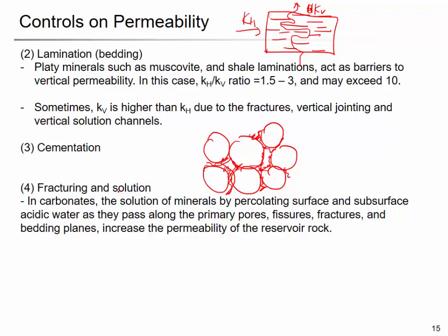And in the case of dissolution in carbonate, the solution of the minerals by percolating surface and subsurface acid water, as they pass along the primary pores, fissures, fractures, and bedding planes, increases the permeability of the reservoir because they dissolve the minerals. It will decrease the porosity, so eventually it's going to also decrease the permeability or increase the permeability.